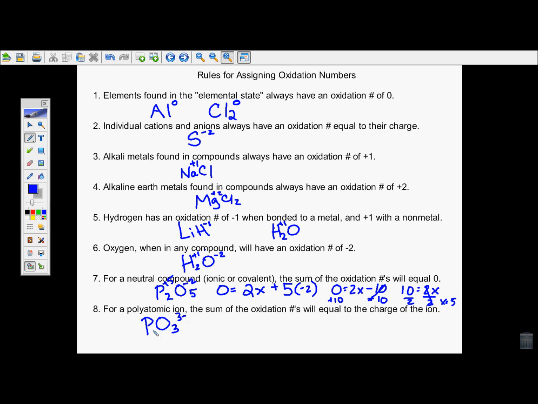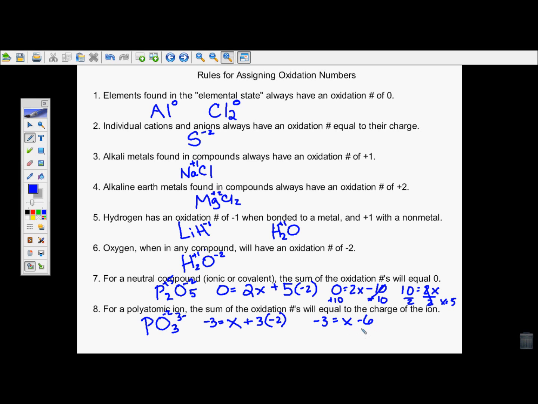Now, the same rules still apply to oxygen. Oxygen is always -2. So we know that oxygen is -2. So now we're going to do the same thing we did up here, only instead of setting it equal to 0, as we would for a neutral compound, we're going to set everything equal to -3, the charge of our ion. So -3 equals, this time there's only 1 phosphorus, so that's going to be 1x plus 3 oxygens, each with an oxidation number of -2. So you get -3 equals x minus 6.